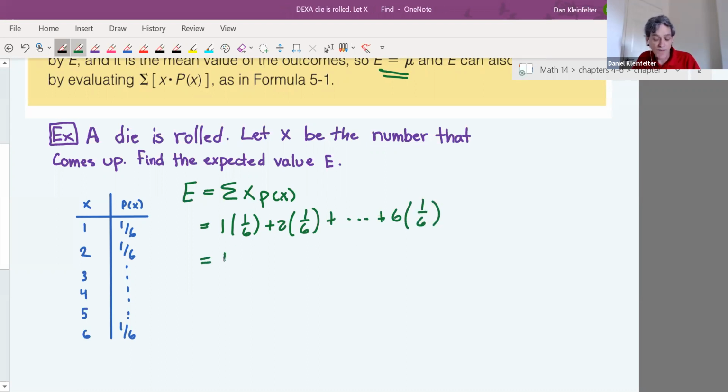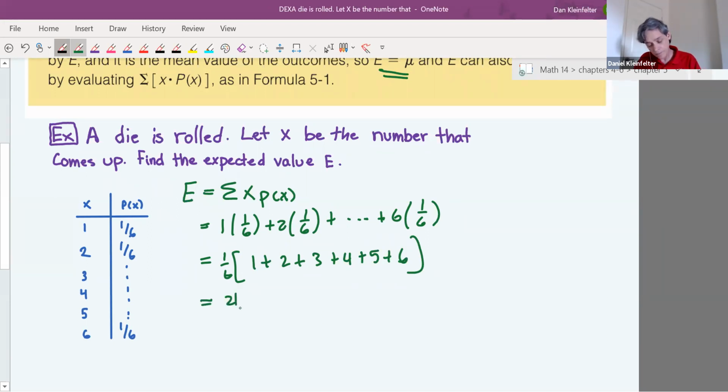So here I'm going to factor out the 1/6, and then we're adding up the numbers 1 through 6. So there's 3, 6, 10, 21/6, and that's 7/2, which is 3.5. Okay, so that is the mean.